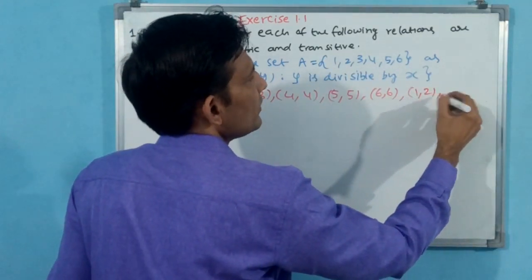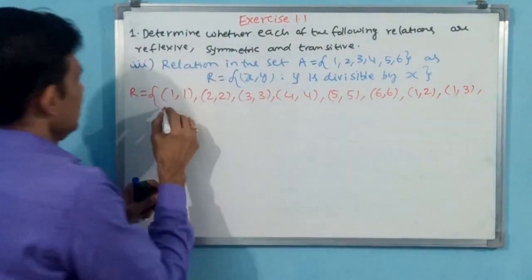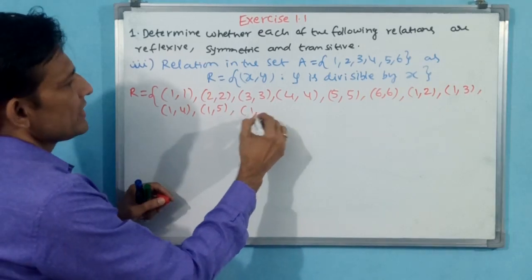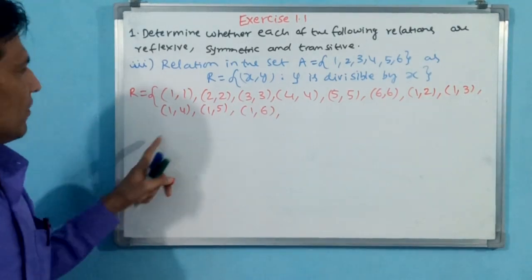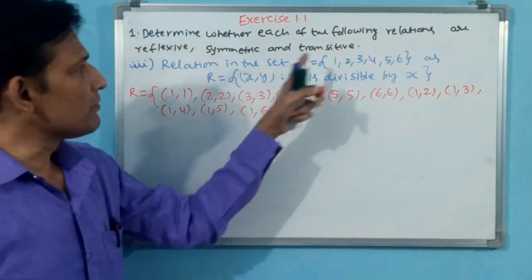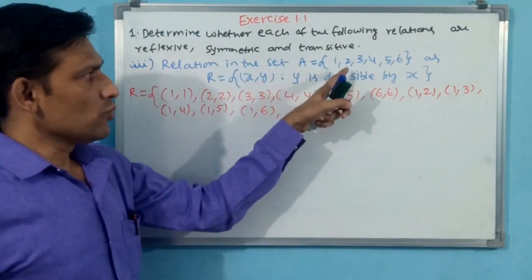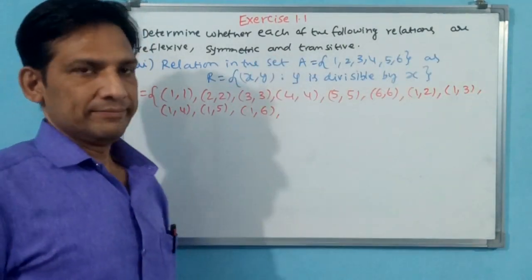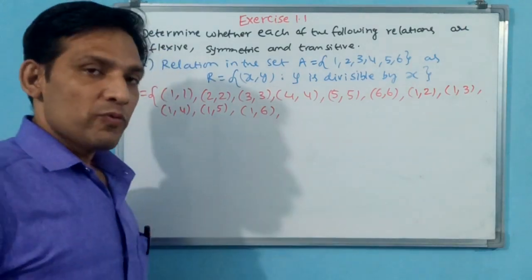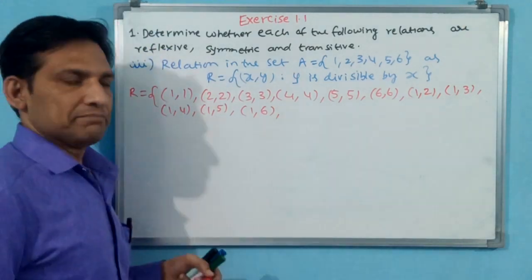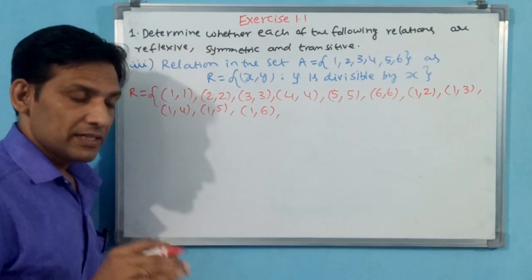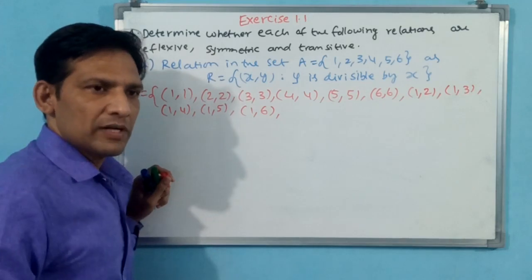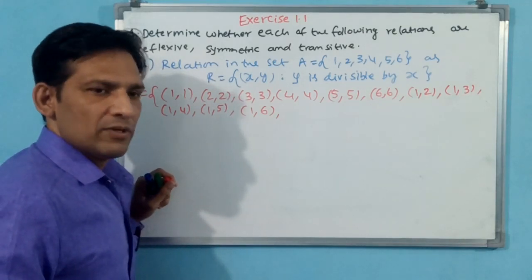1, 2, 1, 3, 1, 4, 1, 5, 1, 6. Okay, all these numbers are divisible by 1. Now you come to 2. 2 less than 2 is not divisible, but 2, 2 we have already written. Then we have to go to the right side. 1 by 2, if you write, that is not divisible, 0.5 will come. But we have to see the remainder should come 0. That is why 2, 3 is also not divisible, 1.5 will come as the answer, and the remainder is not 0.